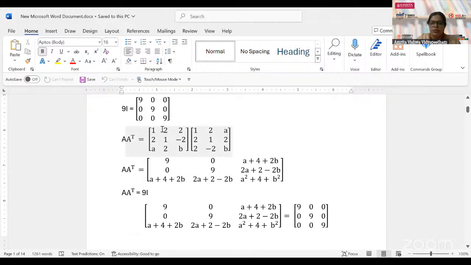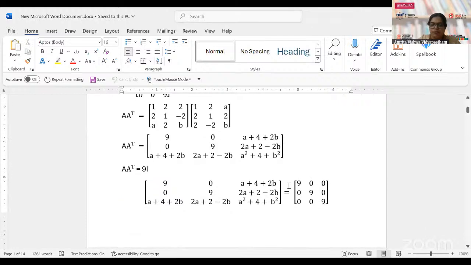So it's 1 plus 4 plus 4, which is 9. Then first row, second column, it's here, and first row, third column, it's here. You have to just do the matrix multiplication. Once you have this, we already know it is equal to 9I as per the question. So I can compare it and form different equations.